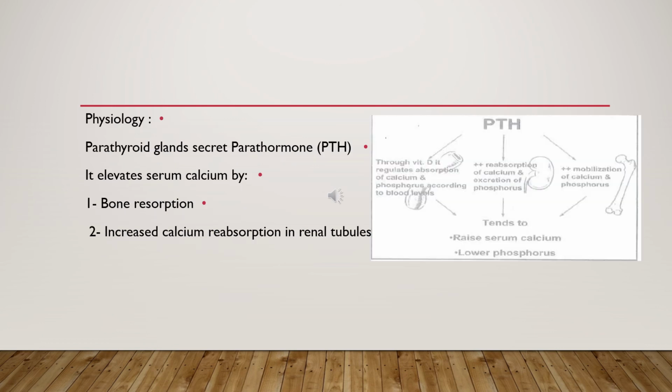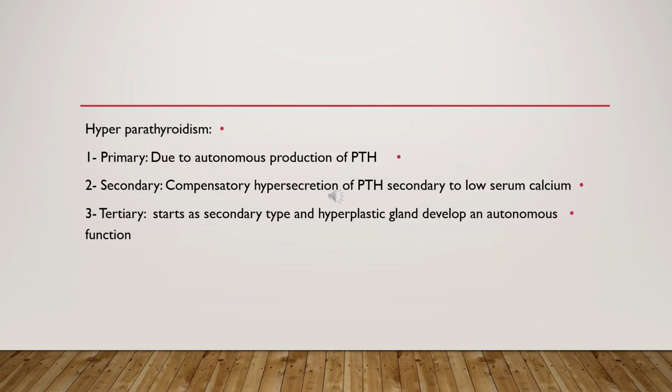This diagram shows the effect of the hormone on bone, kidneys, and gut. Hyperparathyroidism is either primary, due to autonomous production of hormone; secondary, due to compensatory hypersecretion of hormone; or tertiary, which arises as a secondary type of hyperplastic gland.